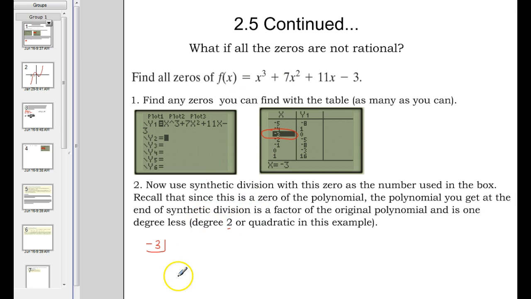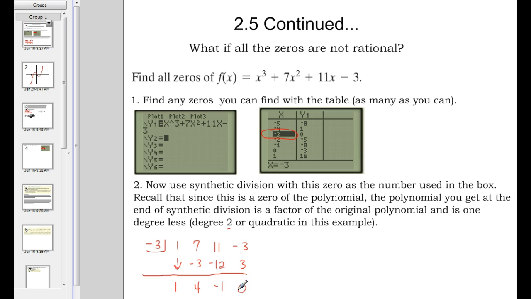Alright, so let's put these coefficients in. I've got a 1x to the third, 7x squared, 11x, and a negative 3. Alright, and we're going to bring down the 1 to start everything. Okay, and then negative 3 times 1 is negative 3. Add these, I get a 4. Negative 3 times 4 is negative 12. Add these, I get a negative 1. And negative 3 times negative 1 is 3. Add these, I get a 0 remainder.